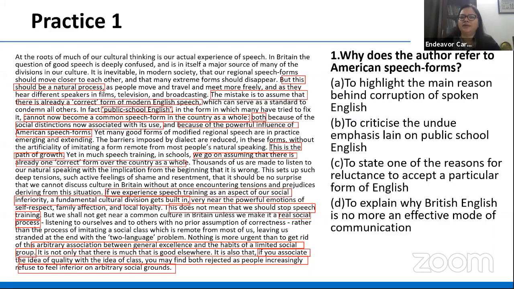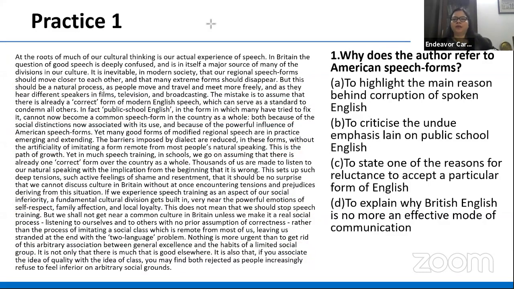Let's look at what is the main point. I think that question comes later. Why does the author refer to American speech forms? Let's get to these lines. Let me erase all of these highlights, and get to these lines. Where are the American speech forms mentioned?